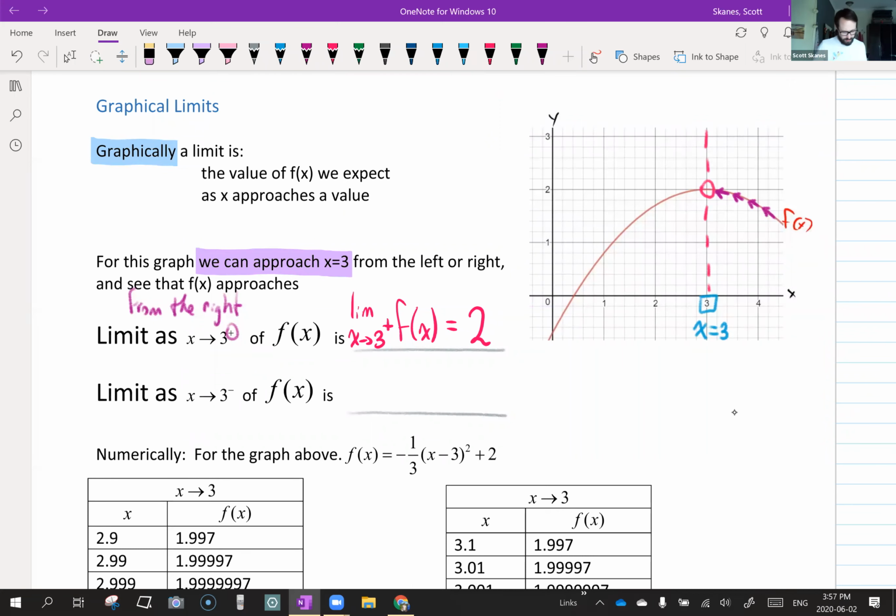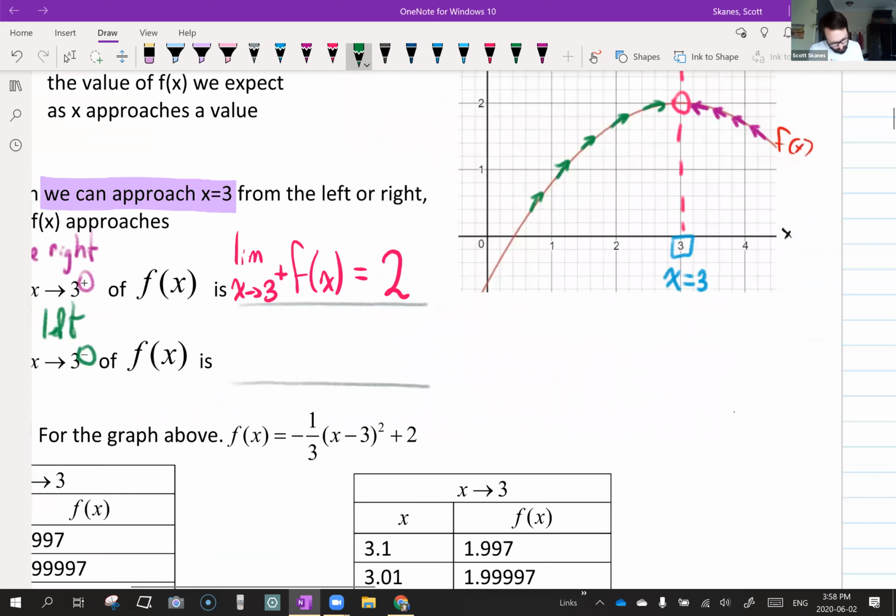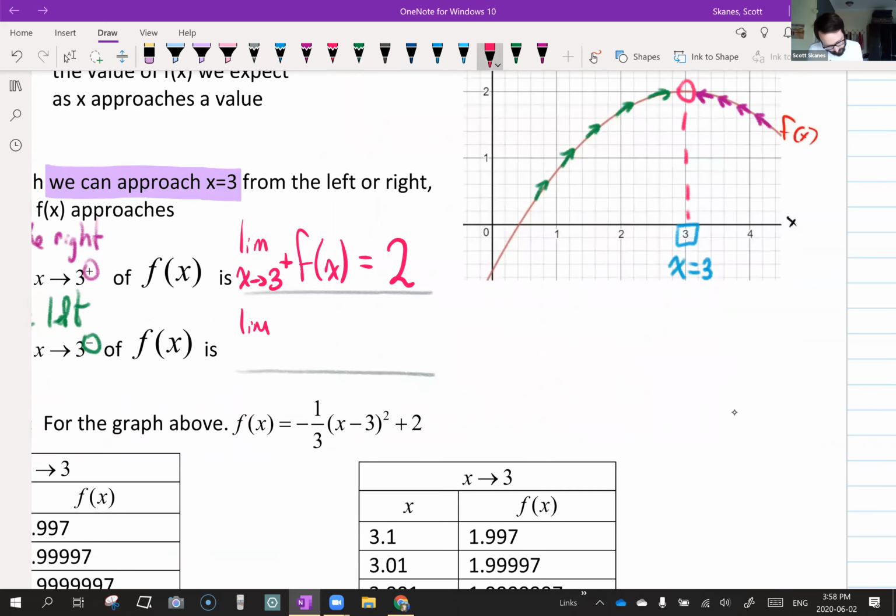Let's do the same thing from the left side. What's the limit as we come from the left? This probably shouldn't be too much of a surprise. But let's zoom in. We get closer and closer. Pretend you don't know what happens on the right side. What value is it trying to get to? It's trying to get to the same y value. Which y value? It's trying to get to 2. So the limit as x approaches 3 from the left side of this function is 2.